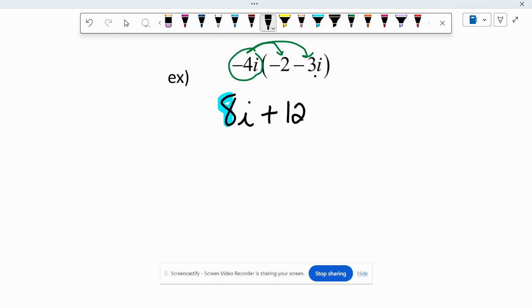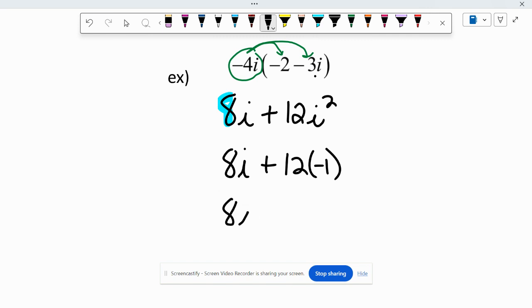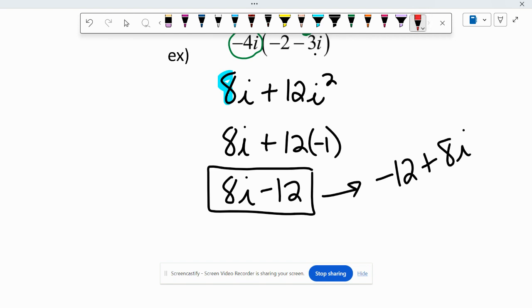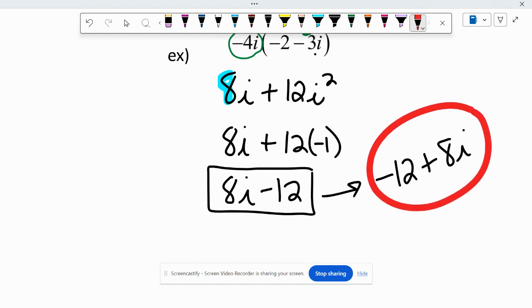4 times 3 is 12, and i times i is i squared. So what does 12i squared become? This becomes 12 times negative 1, which means I have 8i minus 12. I want your real number to come first, really. So I would like you to write it as negative 12 plus 8i. That's the best way to write it. You want the real portion to come first.